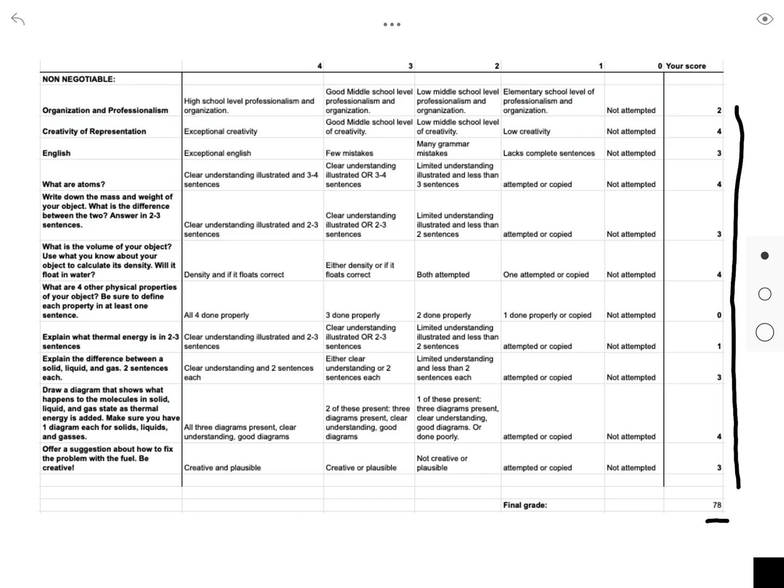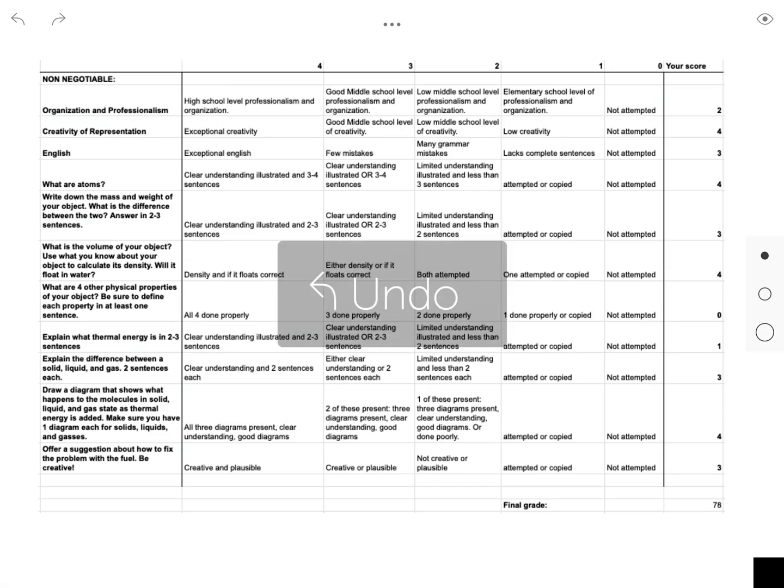So let's go over the different parts. If you haven't used a rubric before, it can look maybe a little intimidating, but it really shouldn't be. And you're going to use lots of rubrics throughout your schooling, so it's good to understand how to use them.